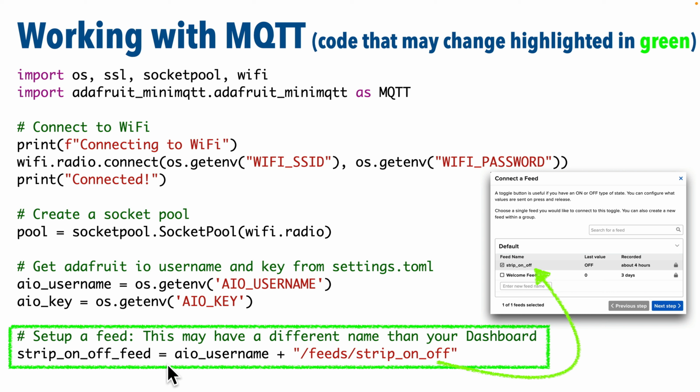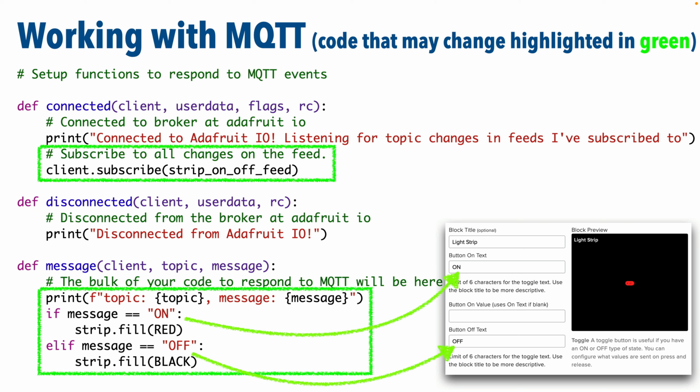So if you have a different feed name, you'd use that here, and in a future lesson I'll show you how you can add more than one feed. At that point we'll just create different values to hold the names of the different feeds. Next, we've got three main things that we need to set up when working with MQTT. So we're going to create three functions for that.